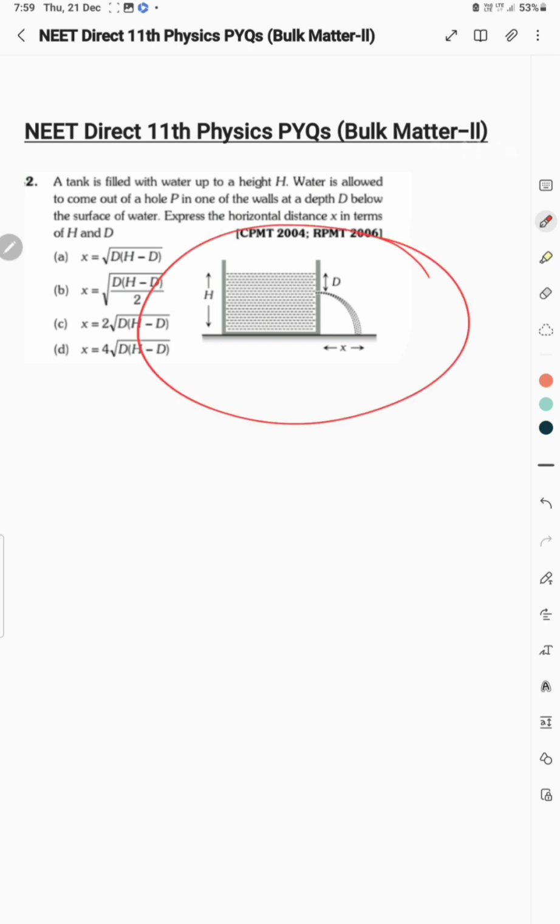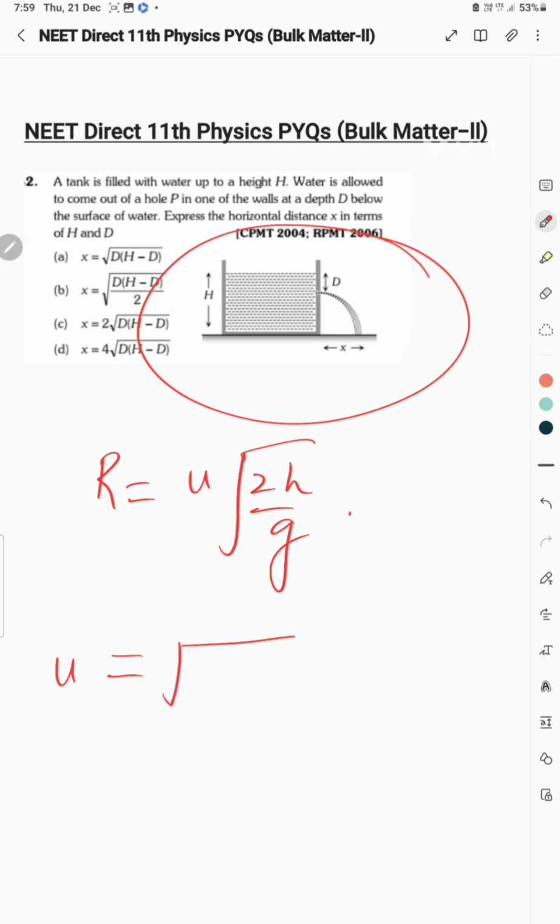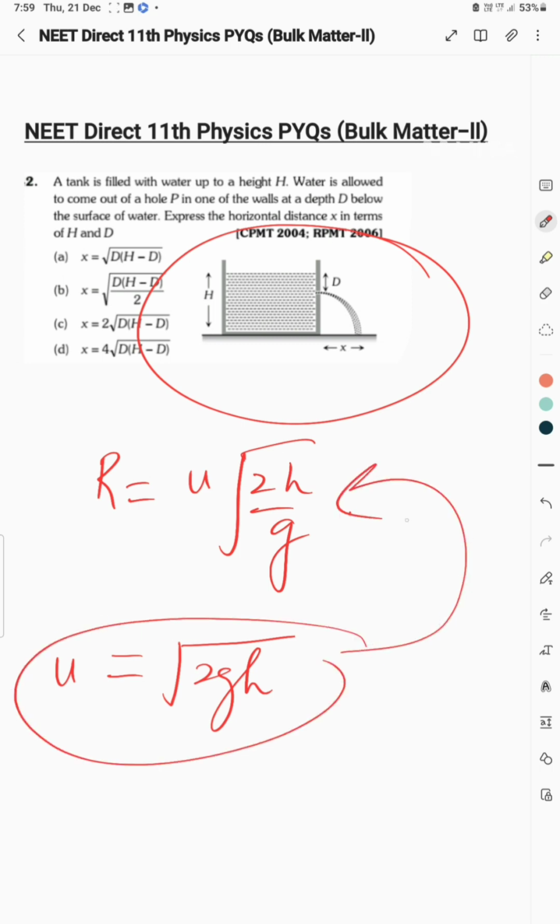Doesn't it resemble the problem of a horizontal projectile motion? In horizontal projectile motion, the range is given by u times square root of 2h by g, where u is the velocity, and that velocity here we say is the velocity of efflux, which is given by square root of 2gh as per the Torricelli equation. Now make this substitution over there.